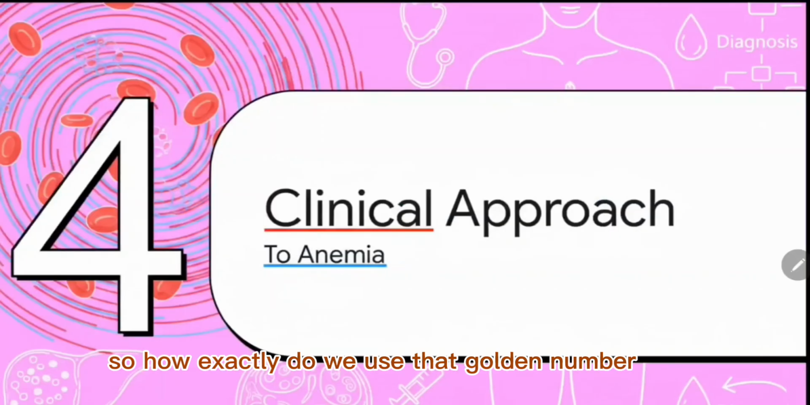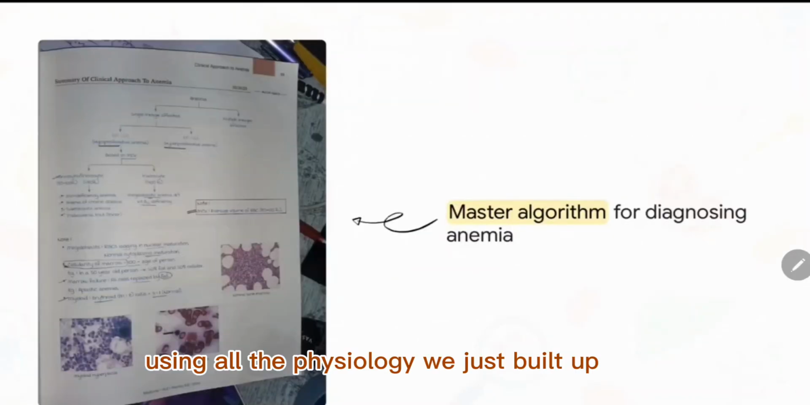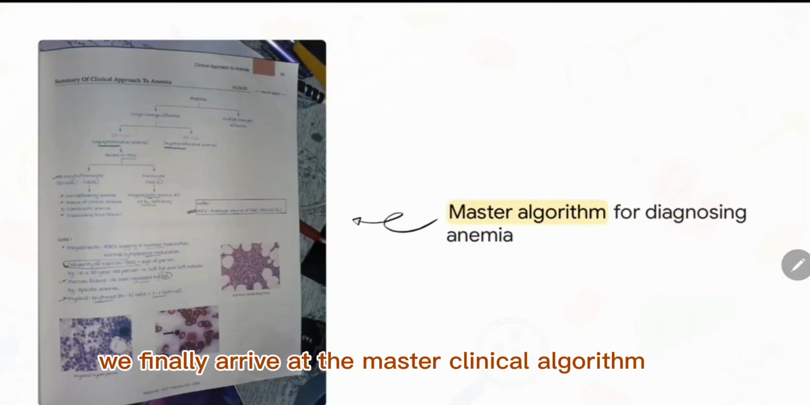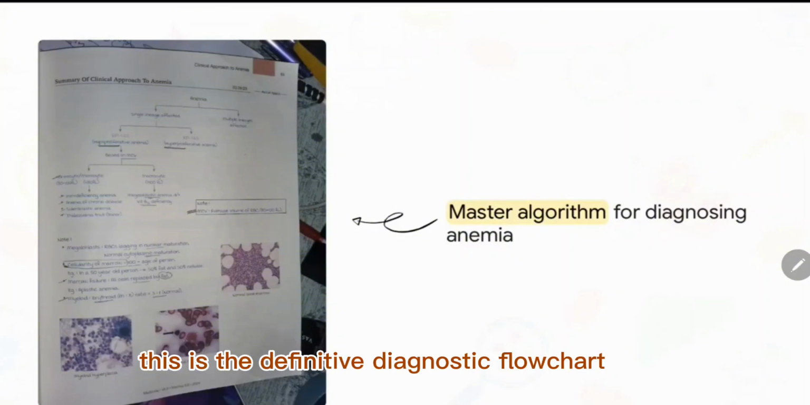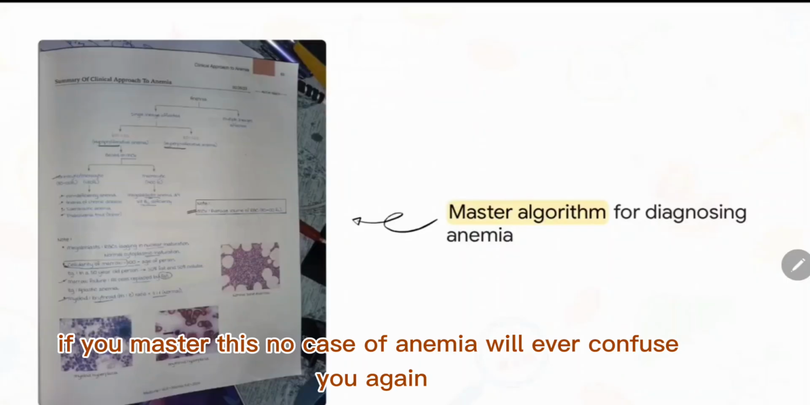So, how exactly do we use that golden number? Let's bring it straight to the clinics. Using all the physiology we just built up, we finally arrive at the master clinical algorithm. This is the definitive diagnostic flowchart you are going to use every single day in the wards. If you master this, no case of anemia will ever confuse you again.